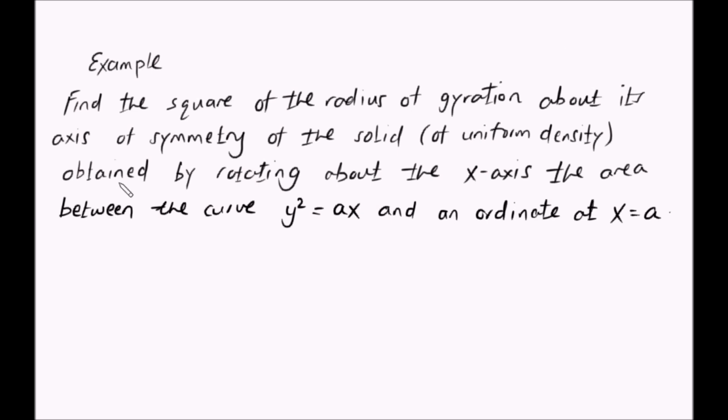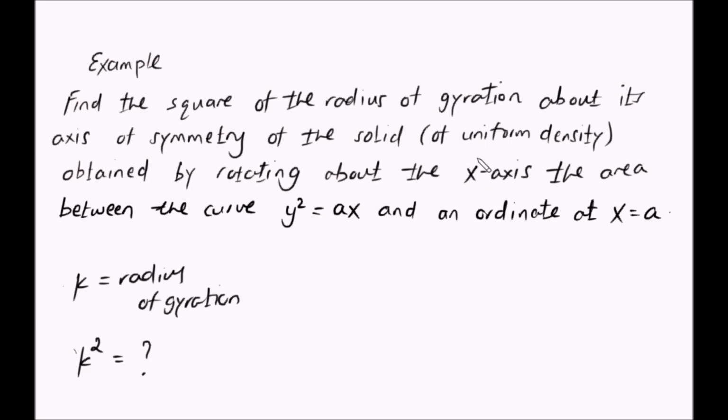In this tutorial, we're going to have only one example. Nasema find the square of the radius of gyration. So radius of gyration is given by k. K ndo inaitwaga radius of gyration. Sasa anasema find the square of the radius of gyration, maana anataka upate k squared of the solid obtained by rotating about the x-axis. So it's a solid 3-dimension figure obtained by rotating about the x-axis.